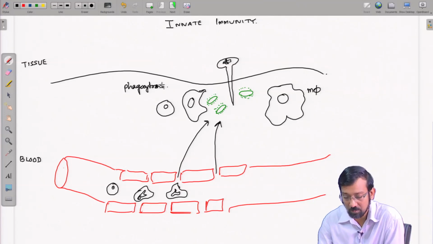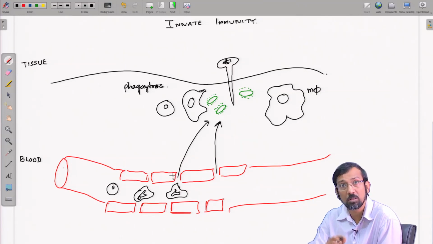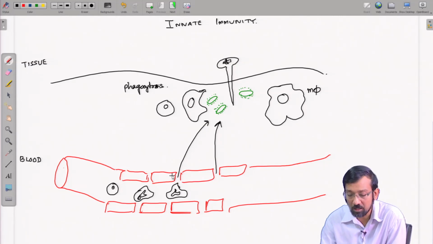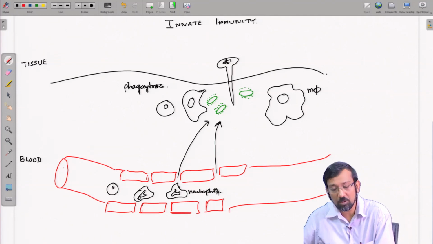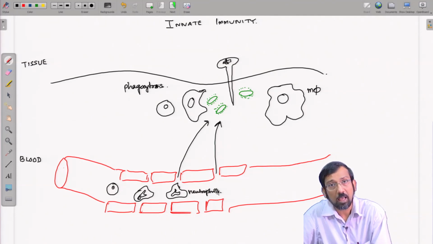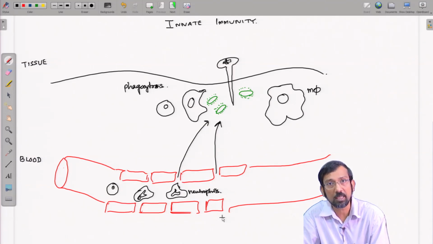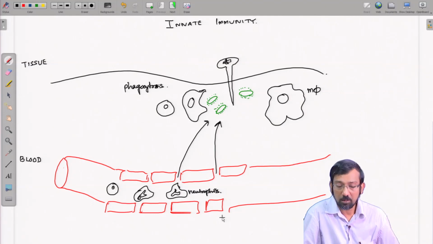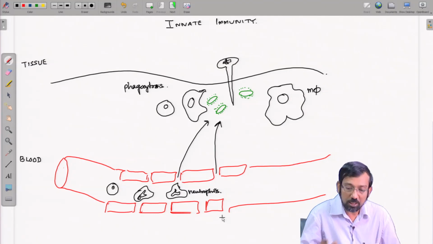And the first cells, or the immediate acting cells which immediately go to the site of action, are these neutrophils. So, the neutrophils are kind of the first acting cells of the immune system. That means they are the fastest acting cells, and they immediately go and try to engulf or phagocytose the pathogens, or eat them up.